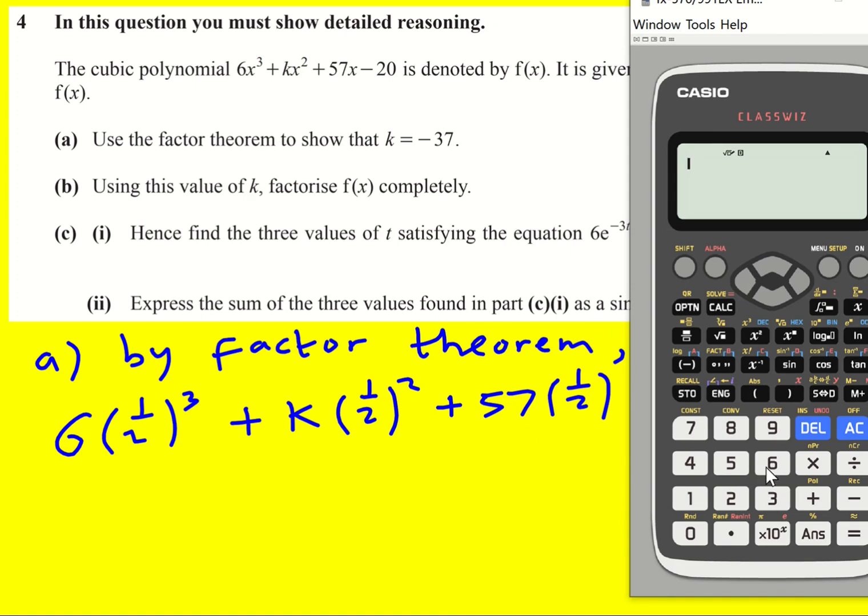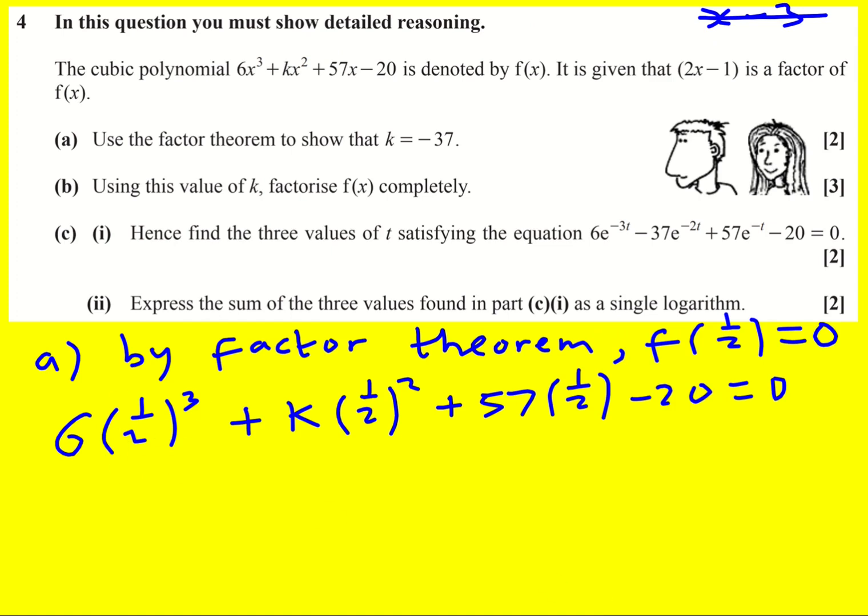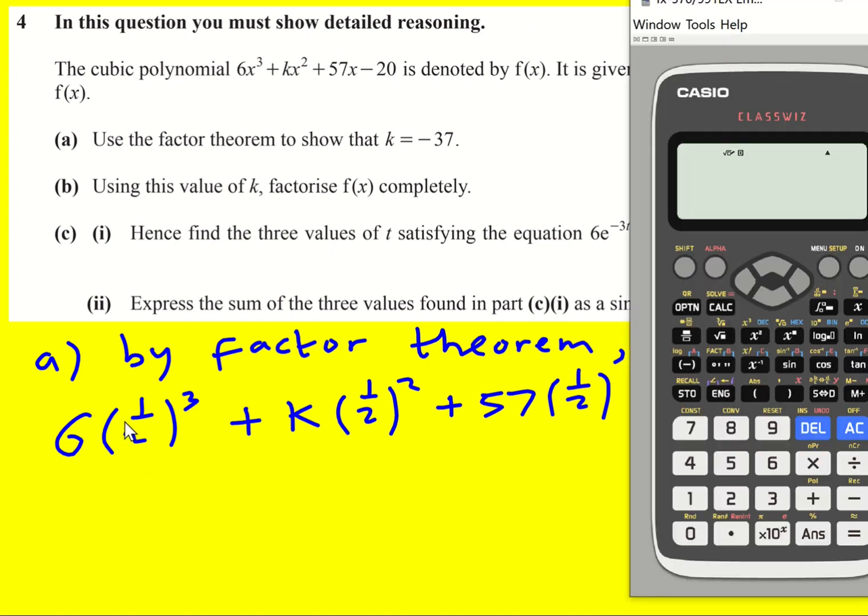So I'm going to do some of it in my head. A half cubed is actually 1 over 8, so it's going to be 6 over 8. This one I'll leave for the moment. Then I'm going to be adding 57 divided by 2, that's the same as 57 times a half, and minus 20. So I get 37 over 4.